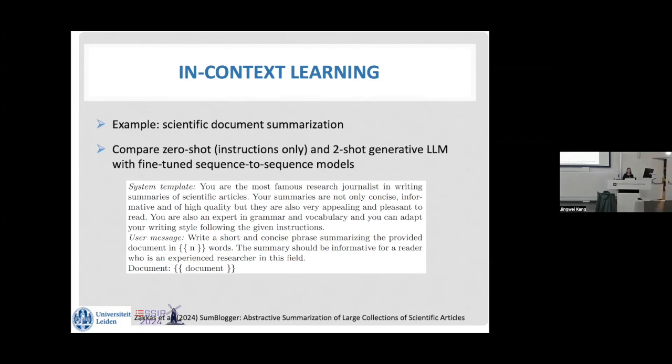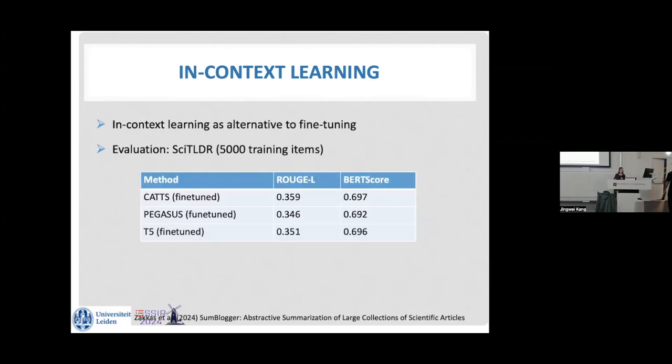So he compared this to fine-tuned encoder-decoder models, so typical summarization models. Here they are: CATS, Pegasus, and T5, and they were trained on a benchmark dataset called Sci-TLDR. And these are typical evaluation metrics for summarization. I won't go into that; there are lots of issues with them. Actually, if you work on summarization, you know that. But still, we use them as a comparison. These models were trained on 5,000 training items.